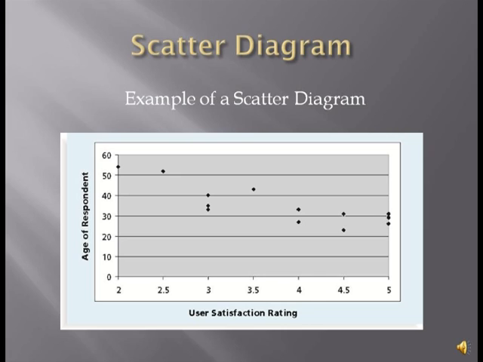Scatter diagrams plot many data points against 2 values. One can also use a line of best fit to determine the overall trend of the data points. On this chart, one can see that user satisfaction increases as the age of respondents decreases.